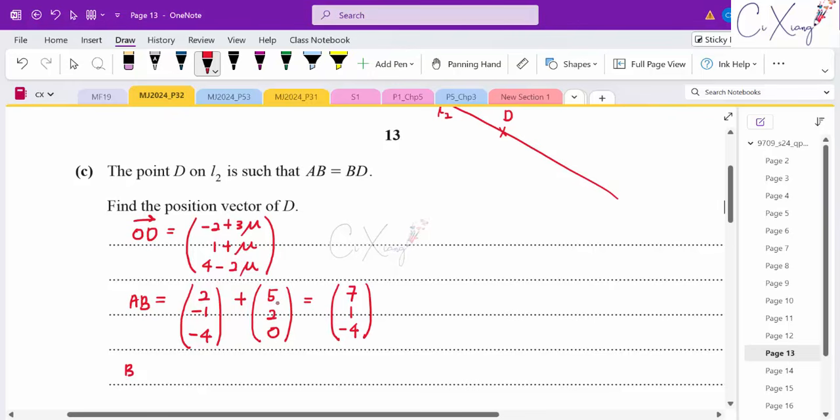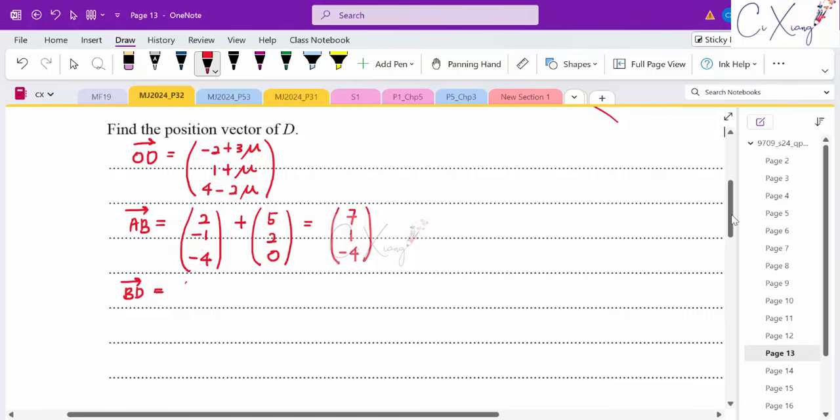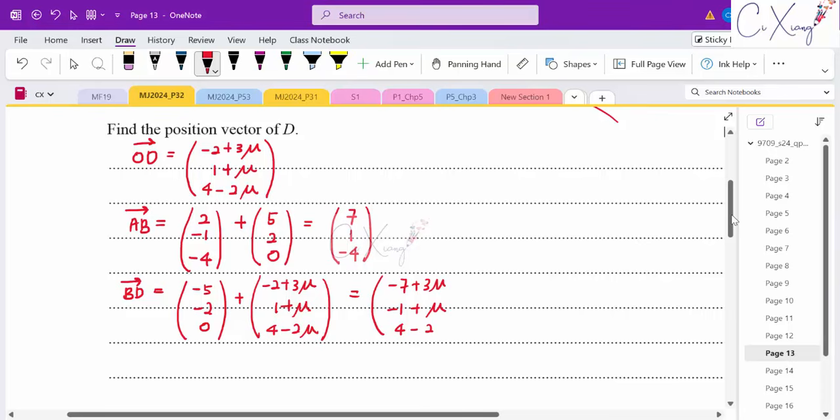Then how about BD? Okay, so for the vector BD, before I can find the length of BD, I need to know the vector of BD first. To find the vector of BD, I'm using BO plus OD. So BO is -5, -2, and 0, plus OD. OD is the vector equation I showed you just now, -2 plus 3 mu and so on. Okay, so simplify them. Okay, so this is what we get.